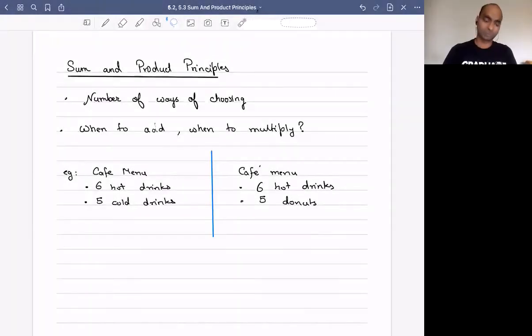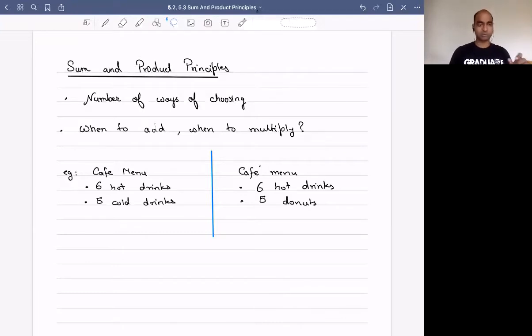We're now going to look at what the book calls sum and product principles. Mainly, the questions that we'll be interested in are of the form, what are the number of ways of making a certain choice? You go to a restaurant and you have a big menu, so how many choices do you have, depending on what exactly it is you want to eat, for example.